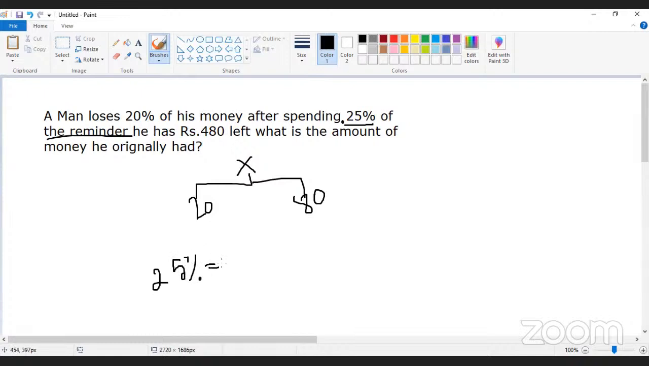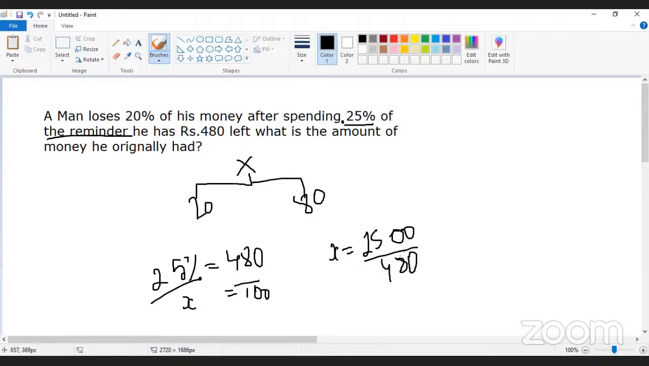If 25% remaining is 480, what is 100% remaining? So X is equal to 2500 divided by 480. How much do you get?